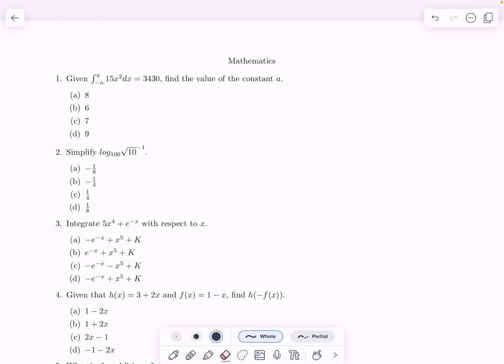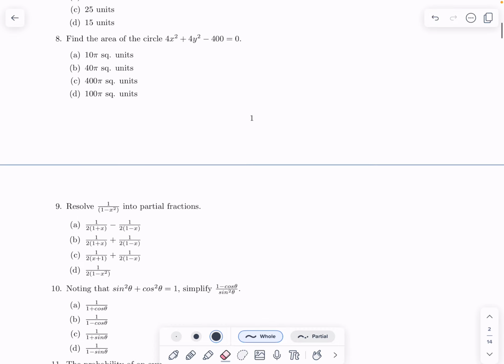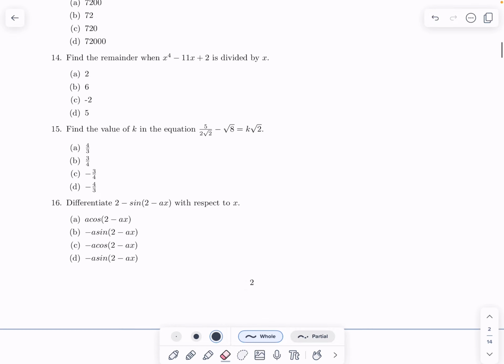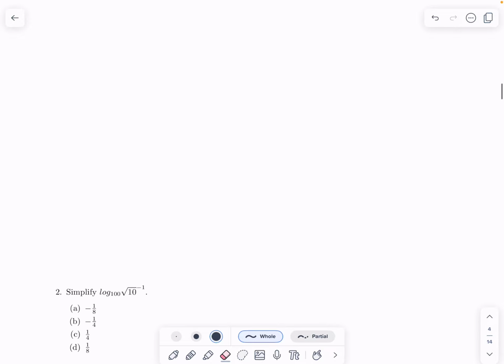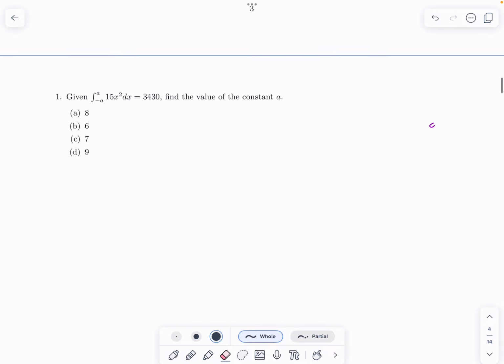Feel free to just scan through the problems, and if you want to, you can try to solve them. Let's just jump right in. The first problem is an integration problem, right? Antiderivative, and we want to find this constant a.